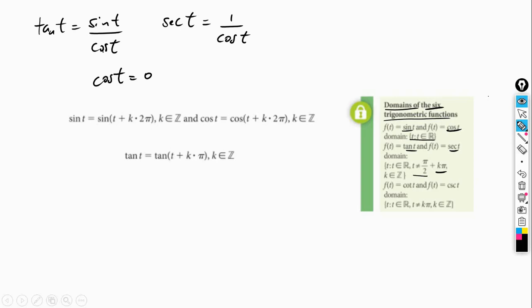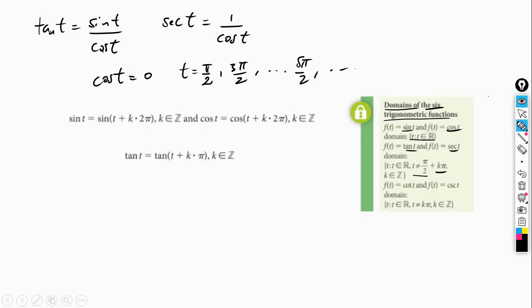So where does cosine equal 0? Well, remember that cosine of t is equal to 0 for t equal pi halves, 3 pi halves, and so forth. And it keeps repeating in a cyclical way. And notice that these values have a difference of pi. So the next one would be this plus pi, so 5 pi halves, and so forth.